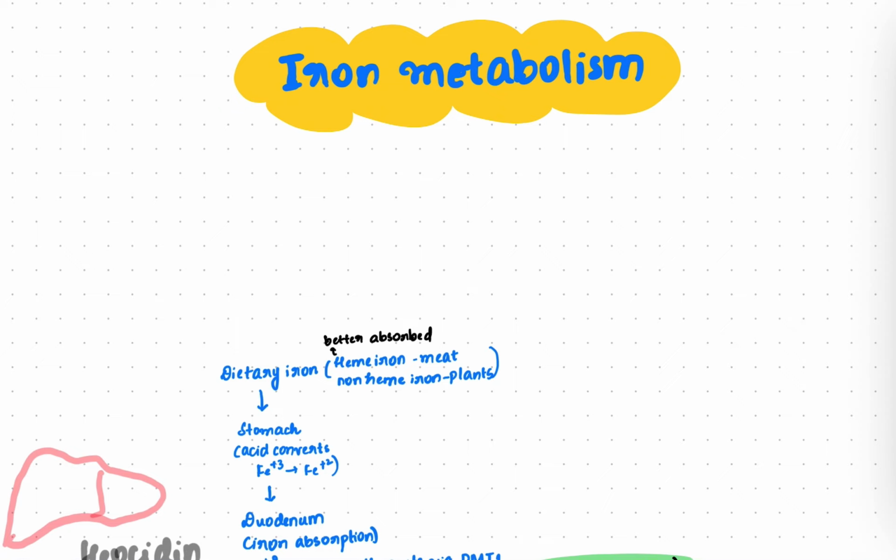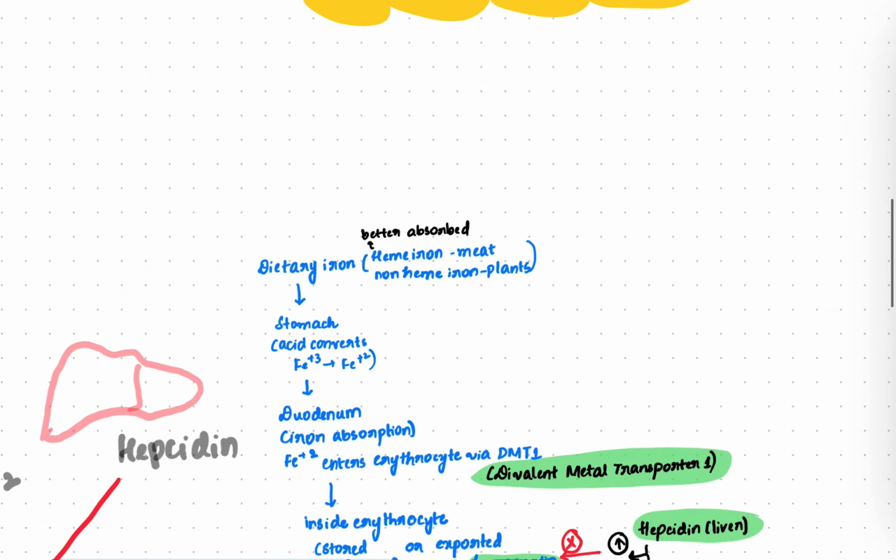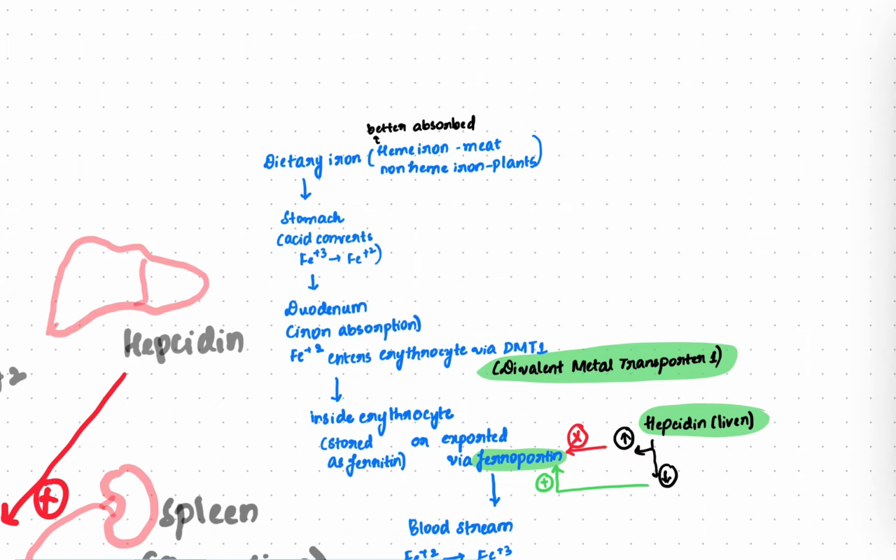It is in the ferrous form, that is Fe+2, whereas non-heme iron is from the plants, so it is in the ferric form, that is Fe+3. The important point is that heme iron is better absorbed. After this iron reaches the stomach, the acid in the stomach will convert the ferric form into the ferrous form, that is the non-heme iron which is consumed from the plants. Here the ferric form will be converted to ferrous form because ferrous form is better absorbed.